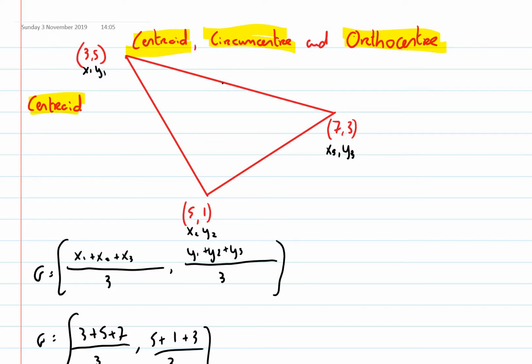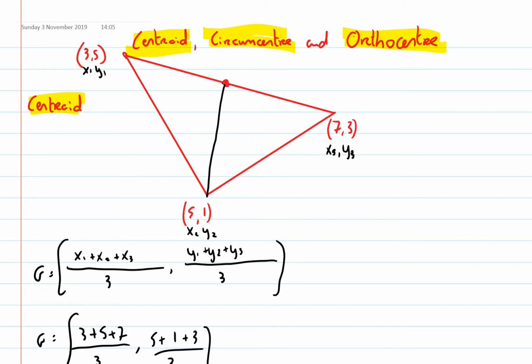Alright? First of all, we're going to look at the centroid. What the centroid is: we will look at the three sides of the triangle. We'll find the midpoint. So here's one midpoint. That's the midpoint of this line. And what I will do then is join that midpoint to its opposite vertex.